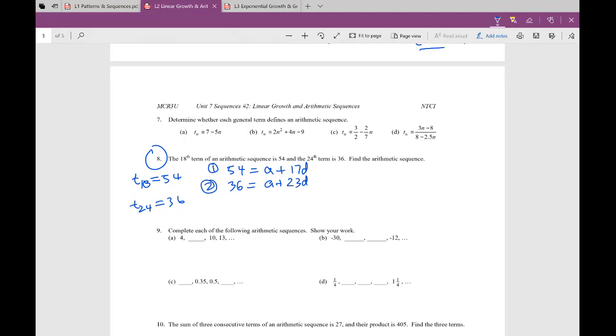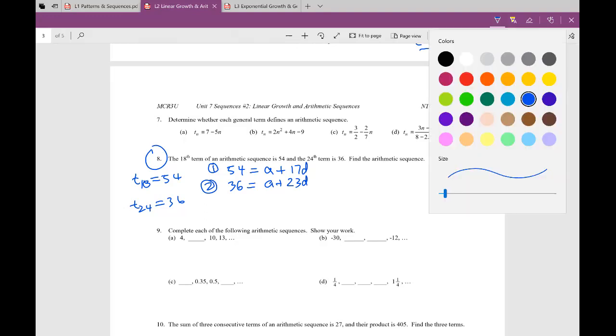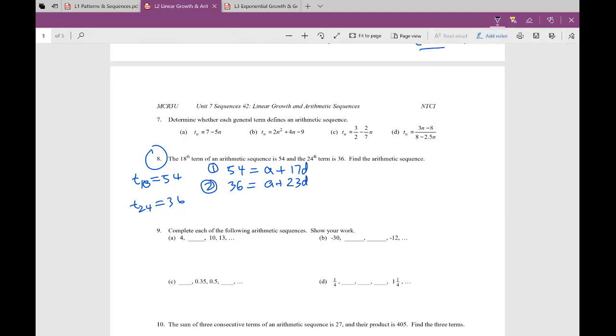And so some of you are already noticing I'm numbering these 1 and 2. And what are we going to do? We can actually use something that we were taught in grade 10, or some of you might have learned in grade 9, which is elimination. Let's eliminate a by subtracting these two equations. And I need my calculator, because I'm tired. 54 minus 36, that's 18. a minus a is 0. 17d minus 23d is negative 6d. d is equal to negative 3.